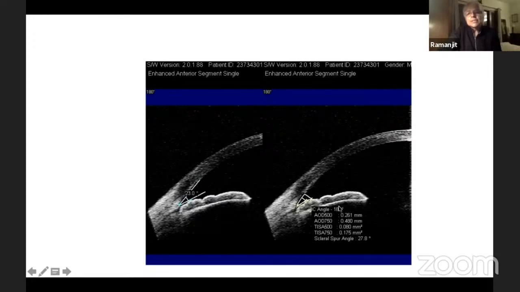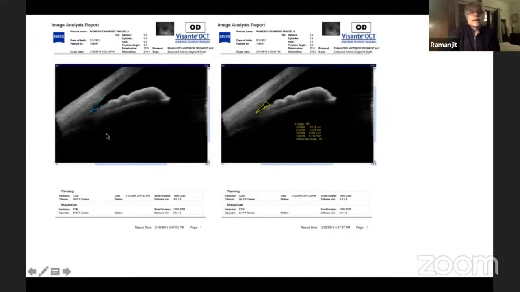You can additionally get an angle opening distance, which can be at 500 microns, at 750 microns from the scleral spur. It again gives you areas that are there in these 500 or 750 microns from the scleral spur. So in all these cases, you actually have to mark the scleral spur. And in these images, you can see it, but in a significant number, it is not so easy to see. Again, it's the angle and then any additional measurements you want to take, which are available.